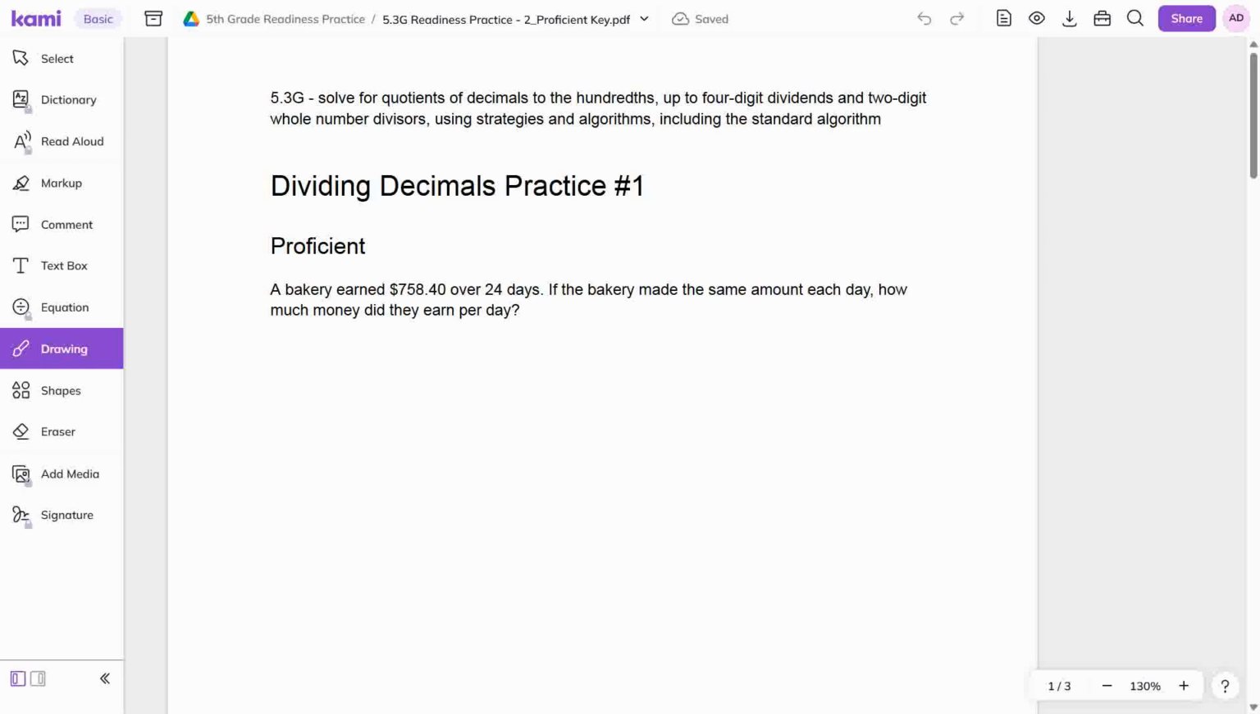Hello, and welcome to 5 Minute Math. Today we are looking at the fifth grade concept of dividing decimals.